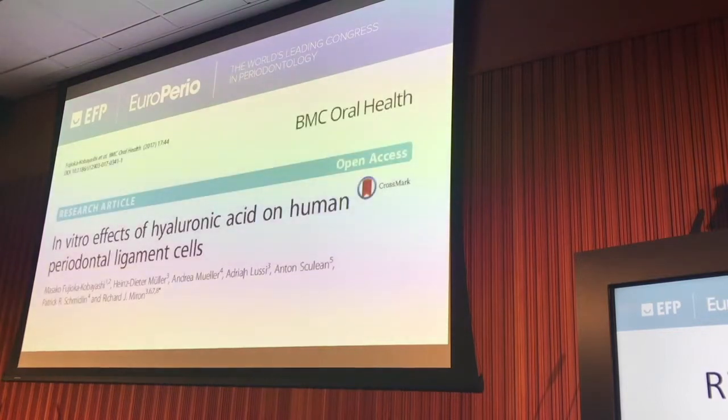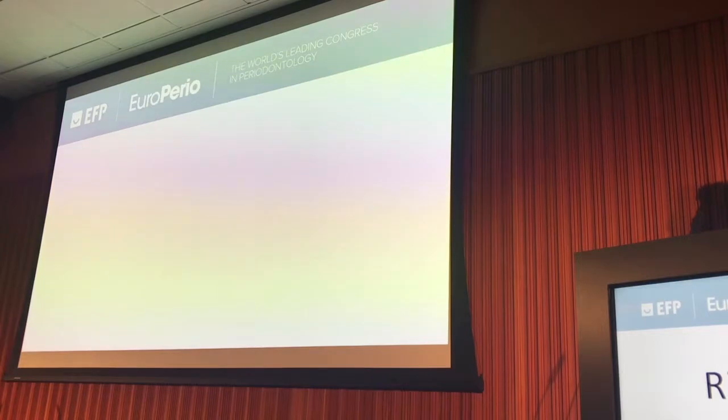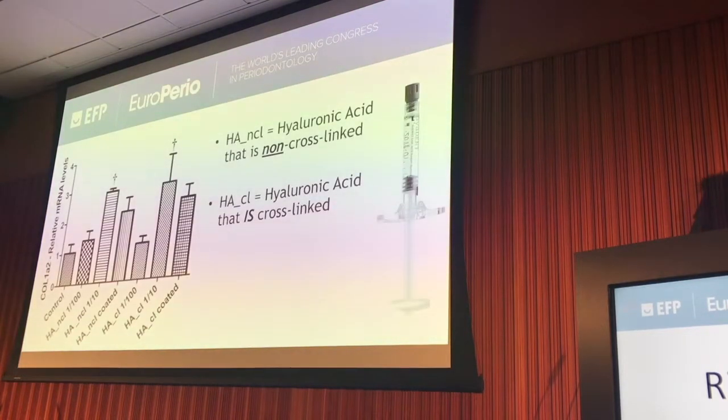Now, we did a lot of work in vitro. So we were looking at how much these cells, periodontal ligament cells, soft tissue cells, are being upregulated. What's going on with different genes? So I'll show some of the data. Just to explain these graphs here, so here's control, here's hyaluronic acid, the NCL stands for non-cross-linked. These are different concentrations, so if I dilute it 1 to 100, 1 to 10, here's hyaluronic acid that's cross-linked, okay? So you'll see one thing in common.